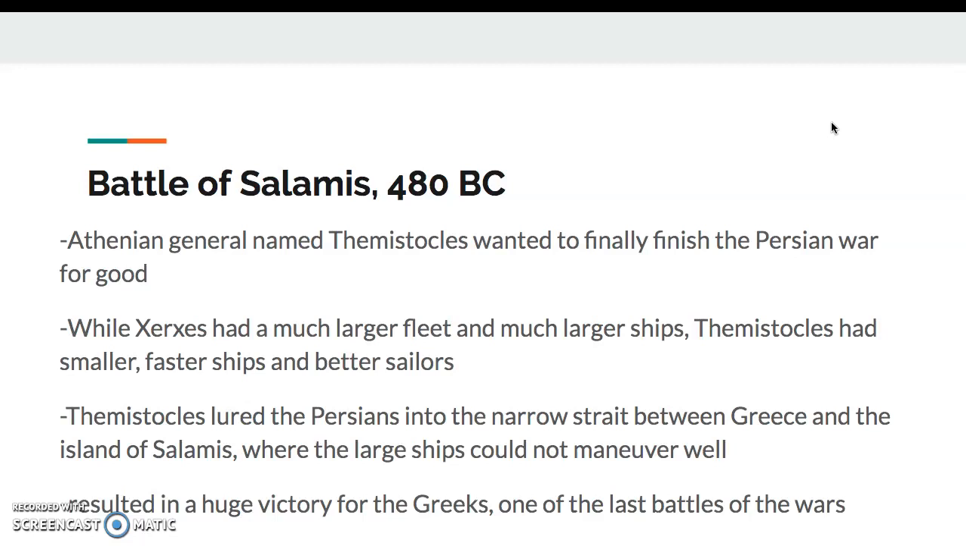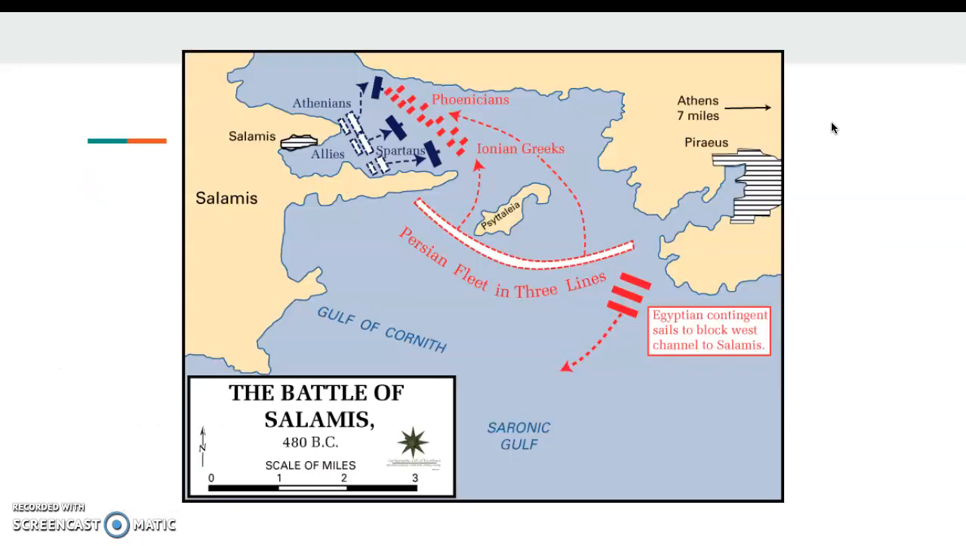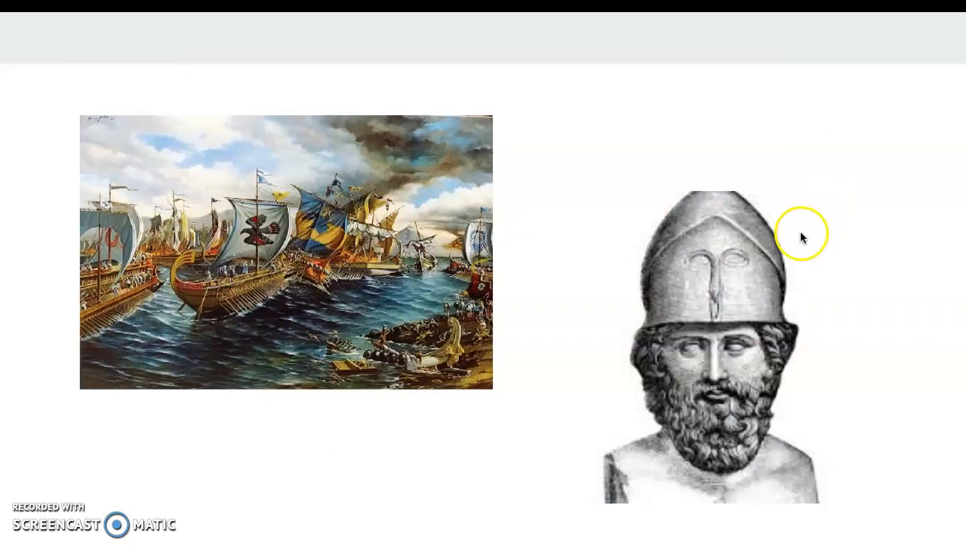one of the last major battles of the war, which would help to lead to the land battle of Plataea, which would be fought also later that year, which resulted in the final victory for the Greeks in this conflict. There's Themistocles.